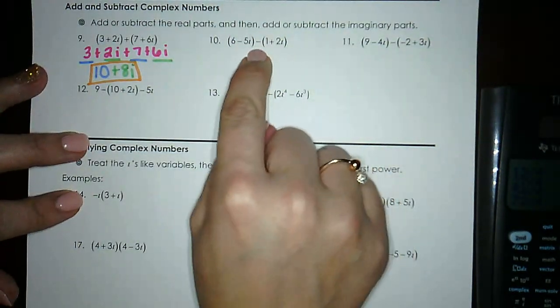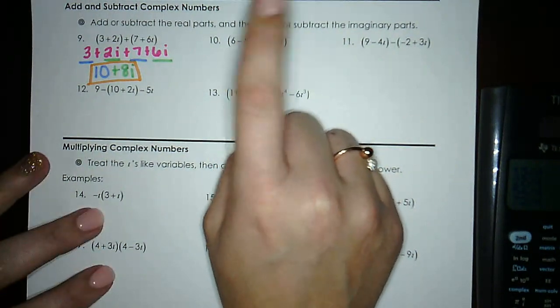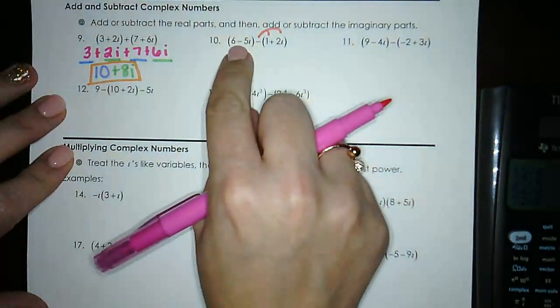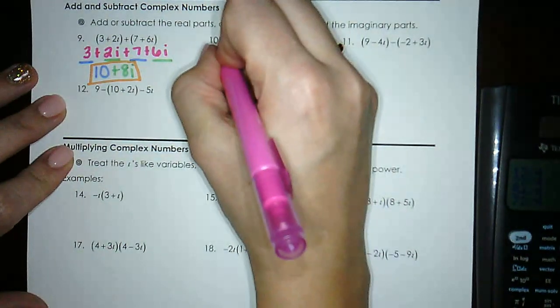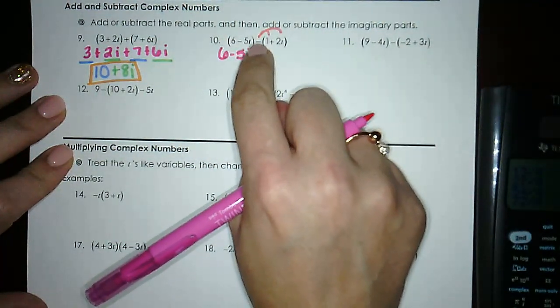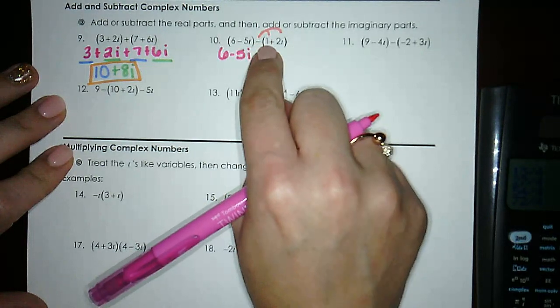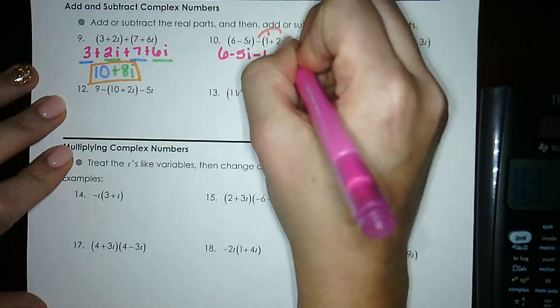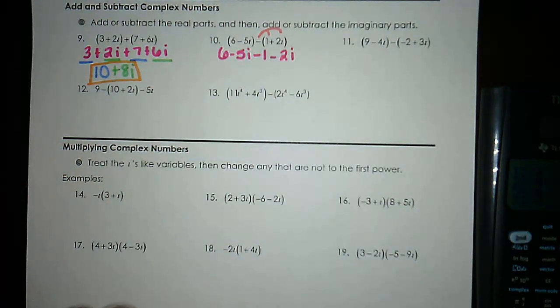Now with the negative, all we do is distribute. So we're going to distribute this negative to everything behind in parentheses. So the negative goes to each piece. So this first parentheses drops just the way it is. 6 minus 5i. No changes. Then we're going to take this negative and distribute. So negative 1, negative 2i.